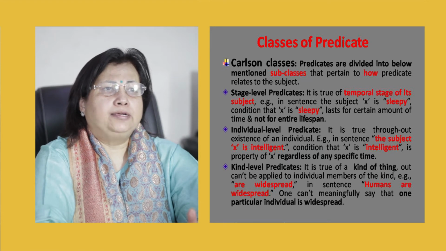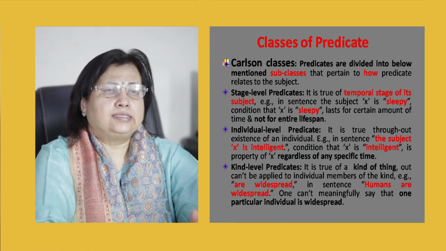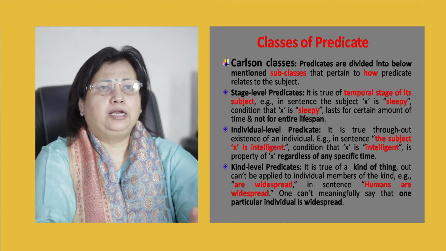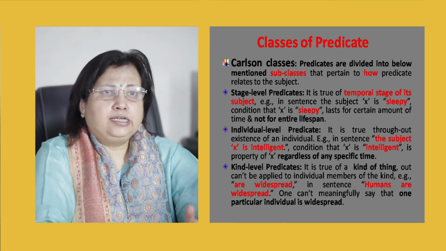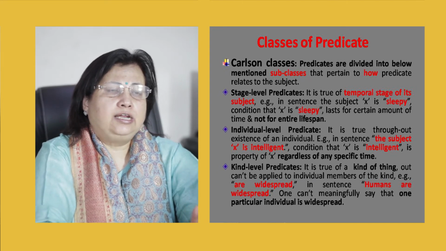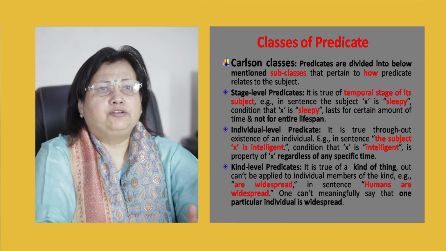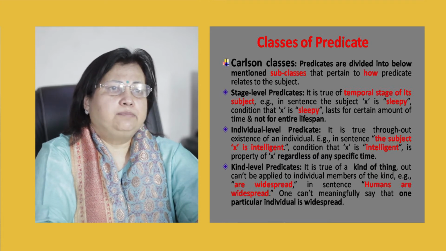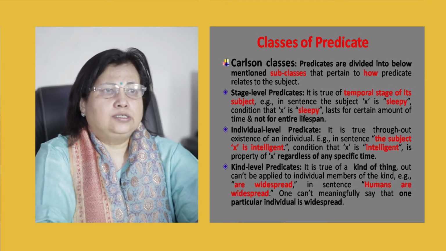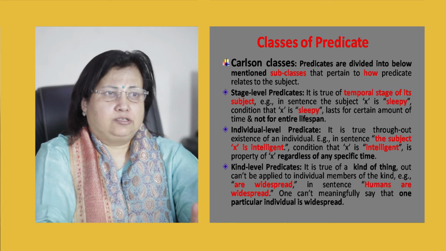Classes of predicate, Carlson classes. Predicates are divided into the below mentioned subclasses that pertain to how the predicate relates to the subject. Stage level predicate: it is true of a temporal stage of a subject. In the sentence, the subject X is sleepy. The condition that X is sleepy lasts for a certain amount of time and not for the entire lifespan.